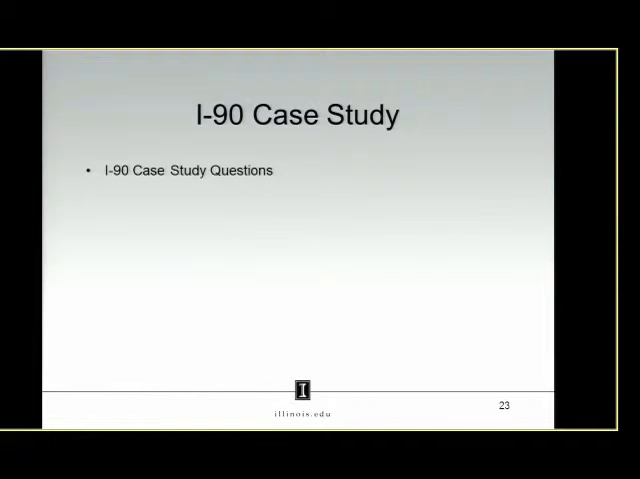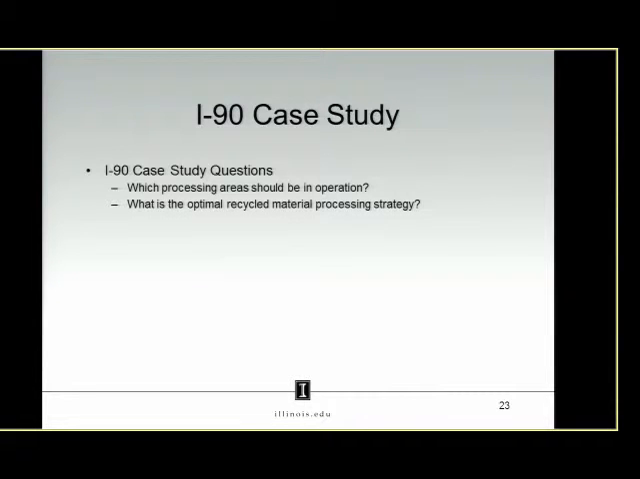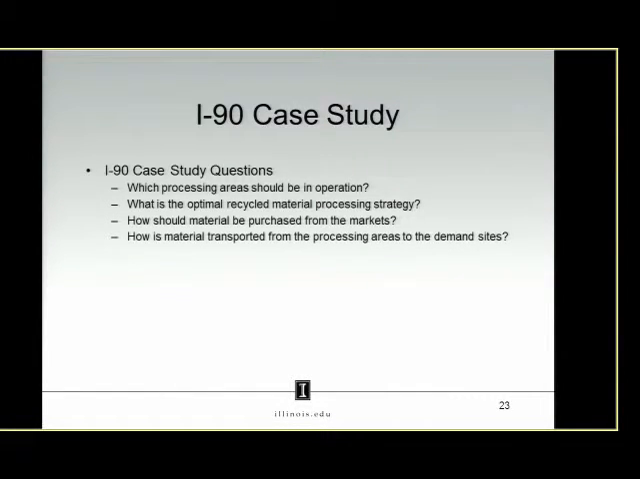Now, we wanted to answer a few particular questions for this case study. One of them was, which processing areas should be in operation? Another was, what is the optimal recycling material processing strategy? So how do we take material from the existing roadway, and where do we take it to? How should material be purchased from the markets? And finally, how is material transported from the processing areas to the demand sites?